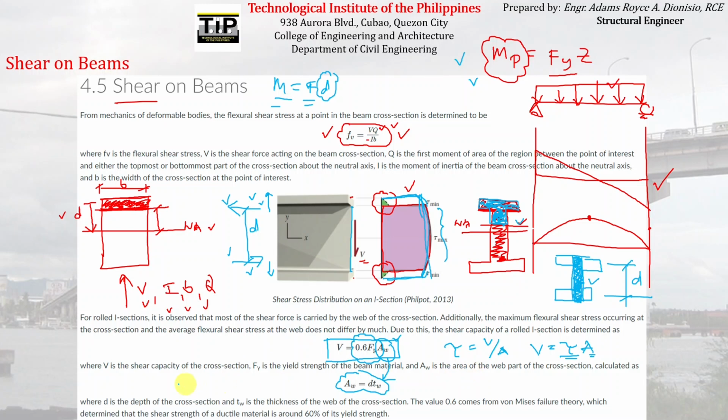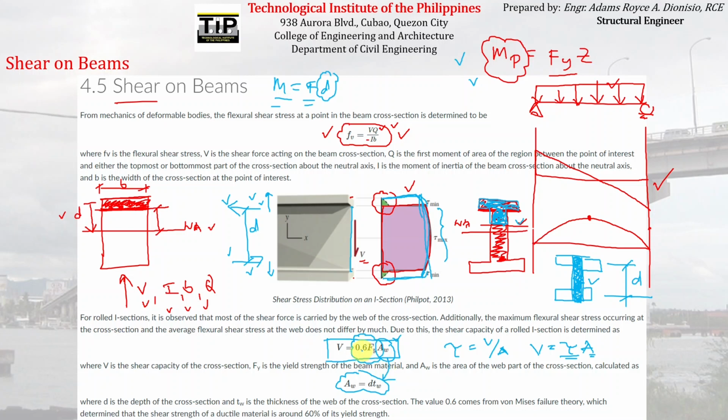Okay, so you can see here, T is defined. T is the depth of the cross section. TW is the thickness of the web of the cross section. The value of 0.6 comes from von Mises failure theory, which determined that the shear strength of a ductile material is around 60% of its yield strength.